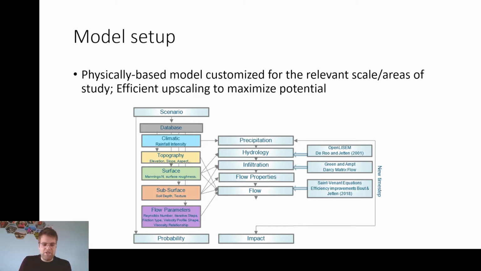Finally, a schematic depiction of the model setup. You see also a little bit what kind of data is typically required on the left, the processes on the right, and then some of the methodologies that we use to solve those processes.